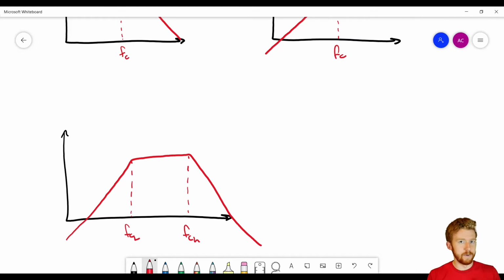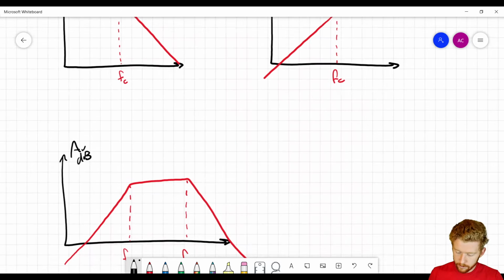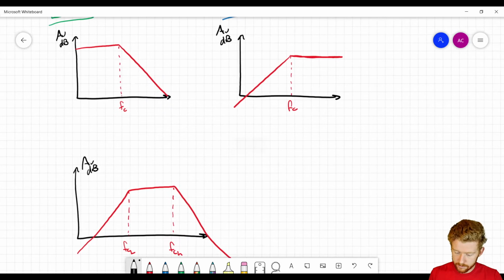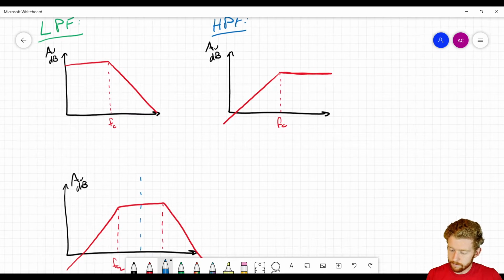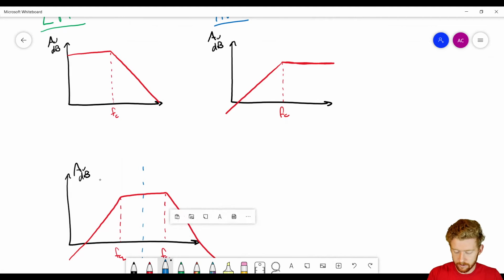Well, is this possible? Can we do this? Is this something that has been done before? And the answer is yes, it has been done before. It's not too hard to do. So let's look at all three of these images in one view. That way we can make some connections. You'll see that if we look on the left half of the graph, this is going to look kind of like a high-pass filter. So this is just a high-pass filter.